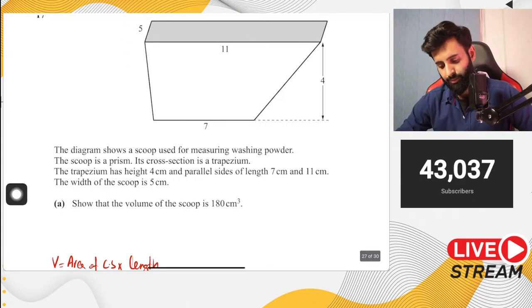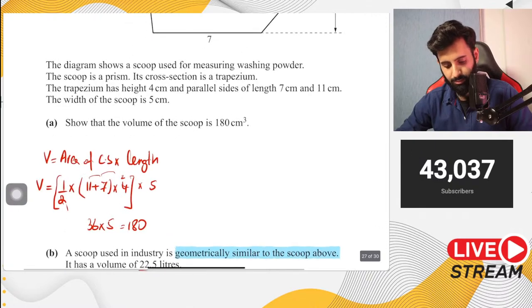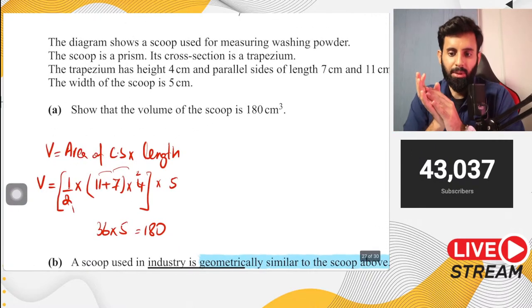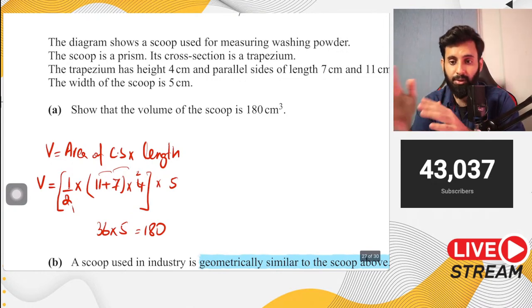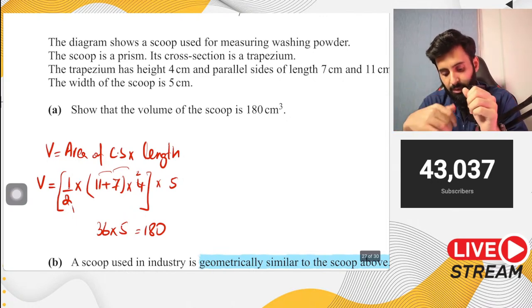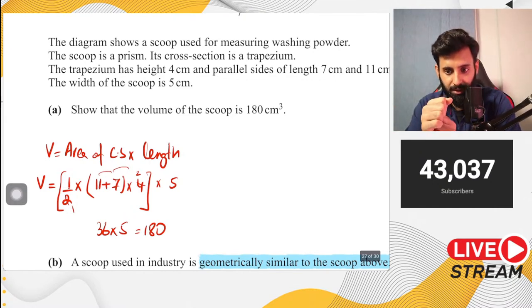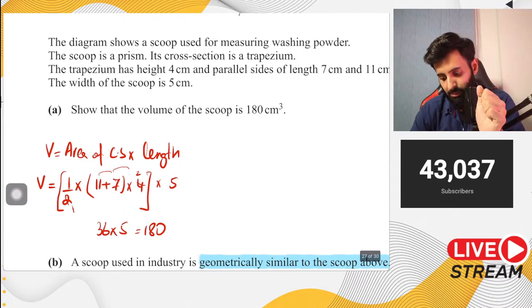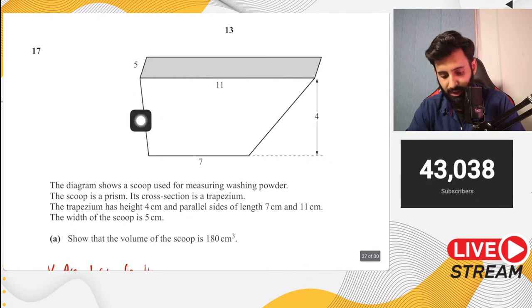This is the problem that happens when you don't truly understand the formula of a prism. Now I know a lot of you have memorized base area times height, but that's not the formula that I recommend. There's nothing wrong with that, given that you fully understand what the question is saying. The formula I recommend instead is area of cross section multiplied by length. Why? So that you know exactly what to find the area of and what exactly is the length.